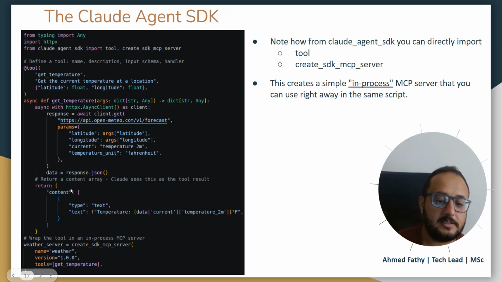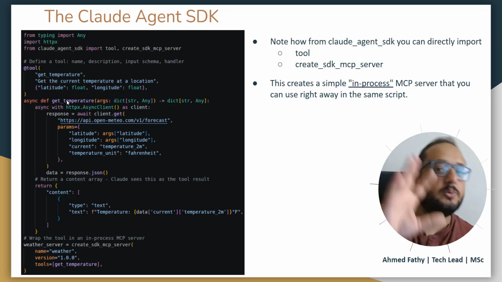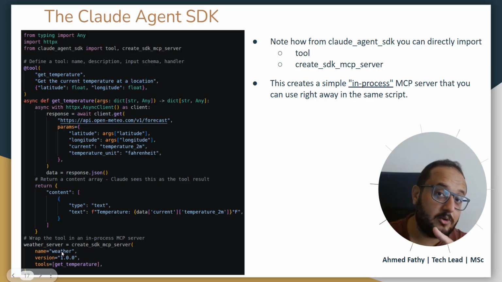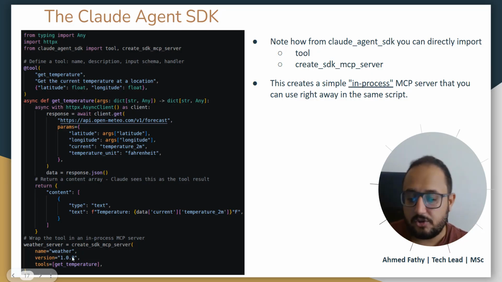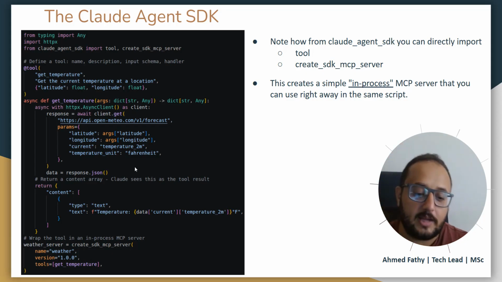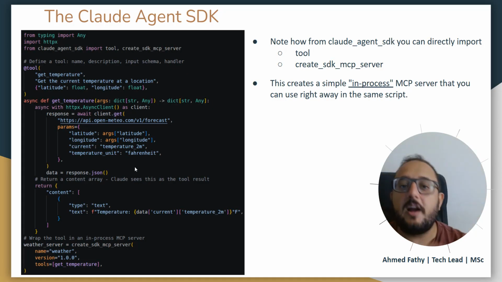So this is the return format from your custom function, but this is just the tool, right? You need to create an MCP server to expose this tool. So here again you use create SDK MCP server. You name the server, so this name is the name of the server, not of the tool, and you have a version of the server, and then you have tools equal to a list of tools. In this case we have only one tool, which is get temperature. You define this in the same script as you use it if you would like. I mean, you can do whatever you want, but in this example we assume that you define this in the same file. So this is why we call it in-process.